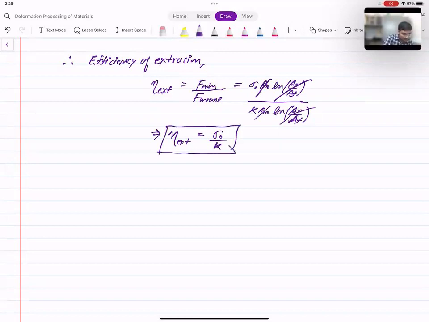So this relation gives us the efficiency of extrusion process. Now let us see some numerical examples related to these expressions or utilizing these equations so that we can have a better understanding of these.